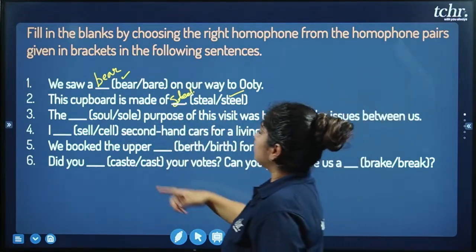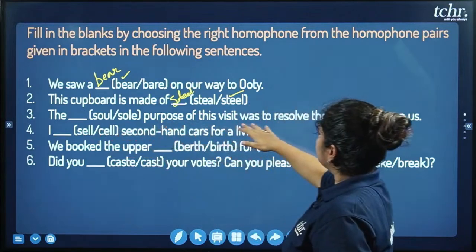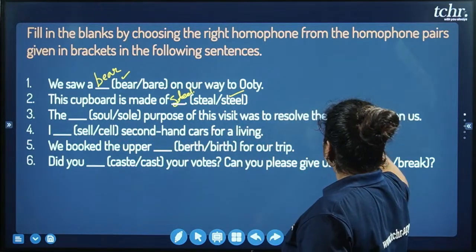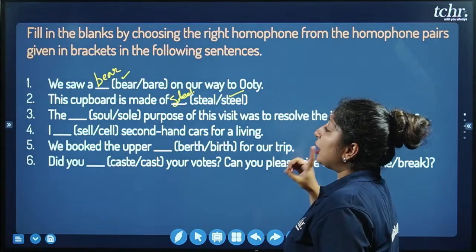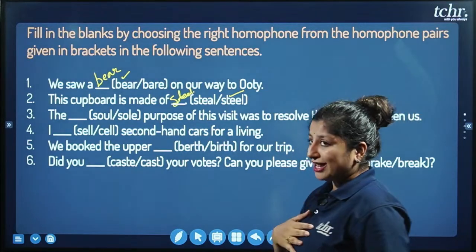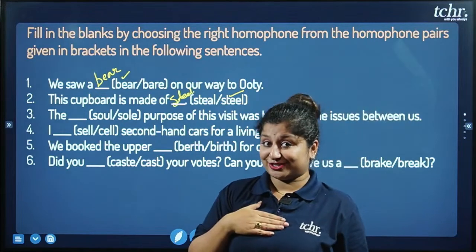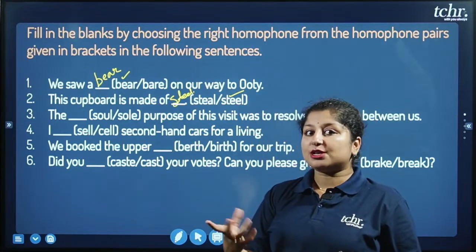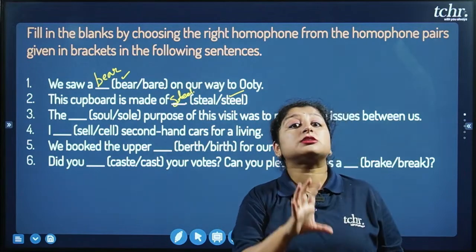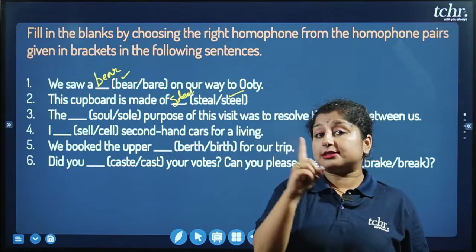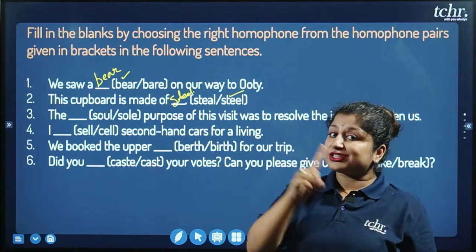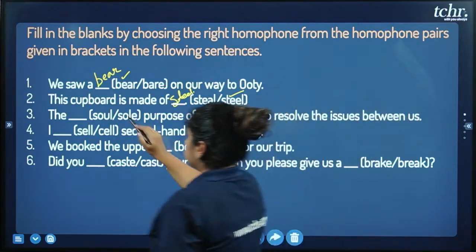Next one. The sole purpose of this visit was to resolve the issues between us. Okay, now the only purpose, one soul, is your inner soul, the atma. The other one means this is the sole proprietor business, sole proprietorship. What does it mean? There is a single owner. So which is that sole? It is S-O-L-E, sole.